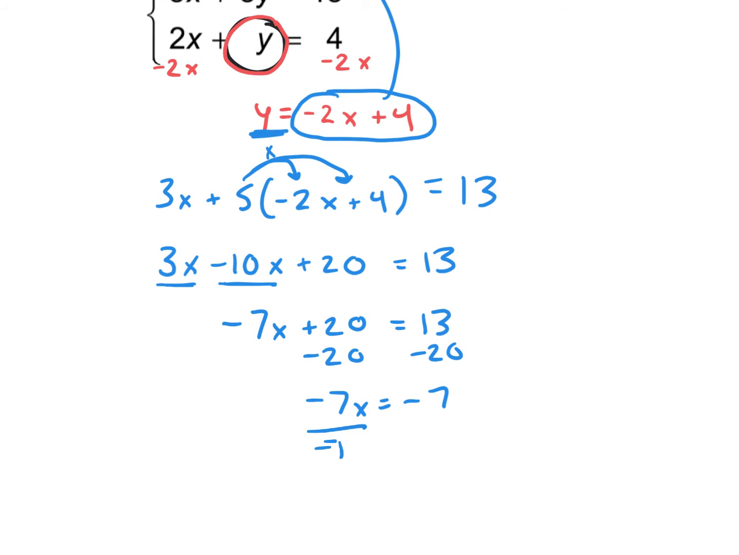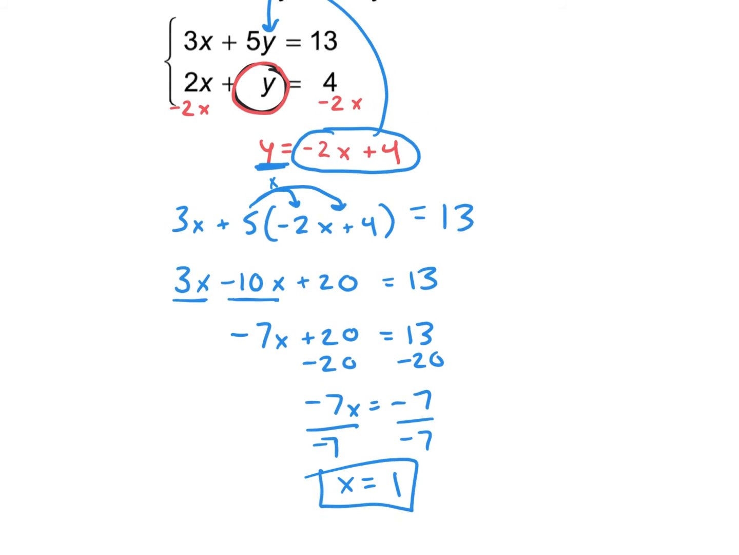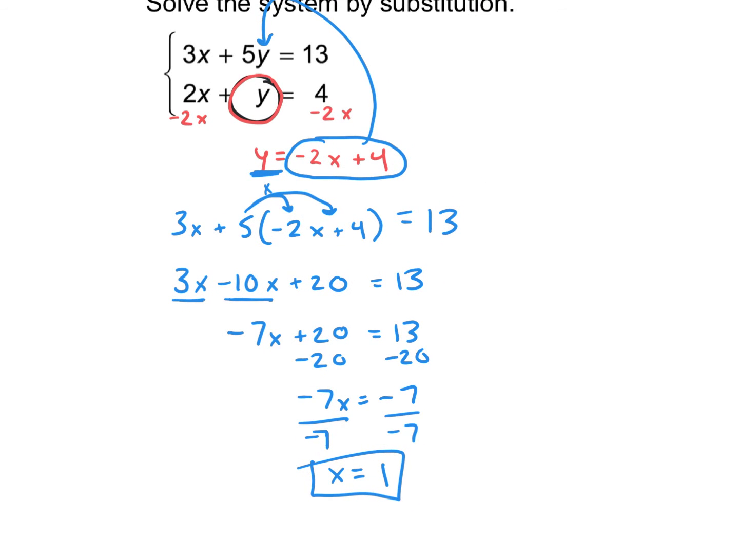Divide by negative 7. So x is equal to, what's negative 7 divided by negative 7? 1. So x is equal to 1. That's one of my answers. I also have to find what y is equal to.